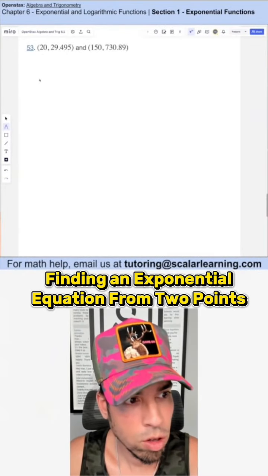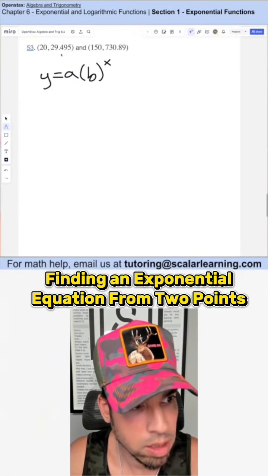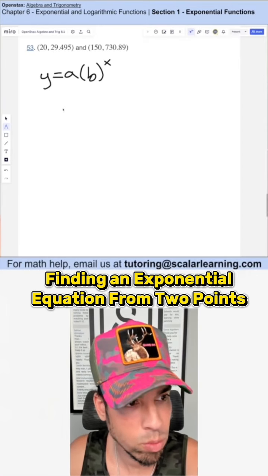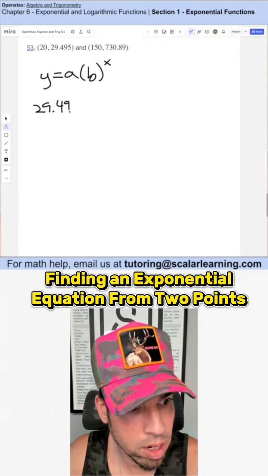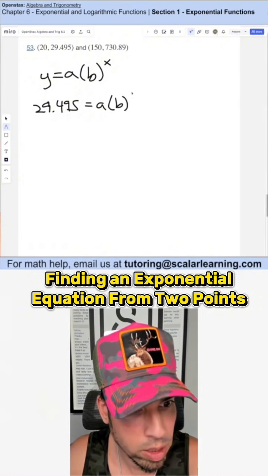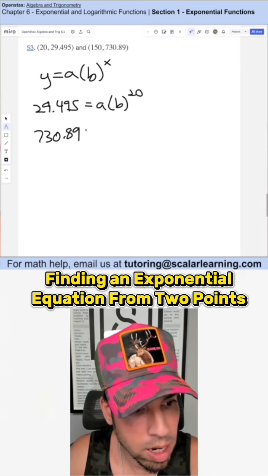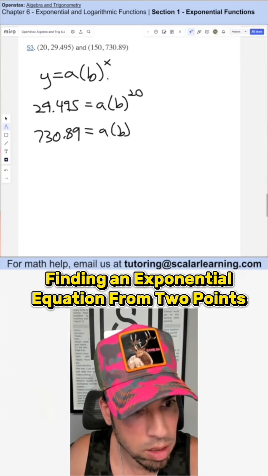So for this one, we're going to start with our basic format of y equals a times b to the x. And I got two different coordinates. So I know that when y is 29.495, I know that x is 20. And I also know that when y is 730.89, I know that x is 150.